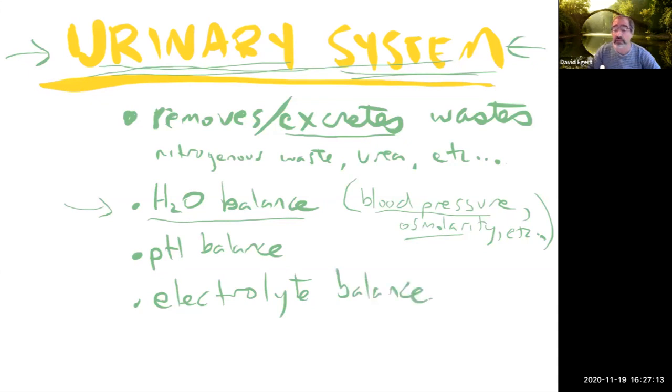Electrolyte balance. This is sodium, potassium, etc. We know that the amount of these electrolytes, these ions, is critical to the functioning, all the signaling in our body and all that. The urinary system is going to be the one making sure that we have the right amount, maintaining the homeostasis of electrolytes.